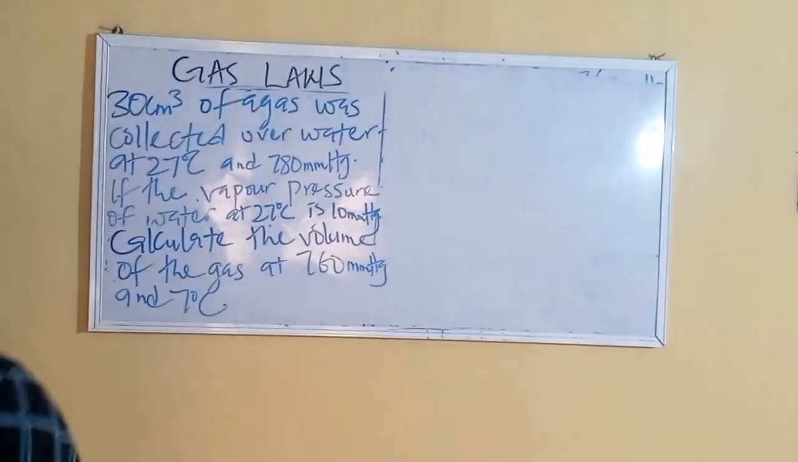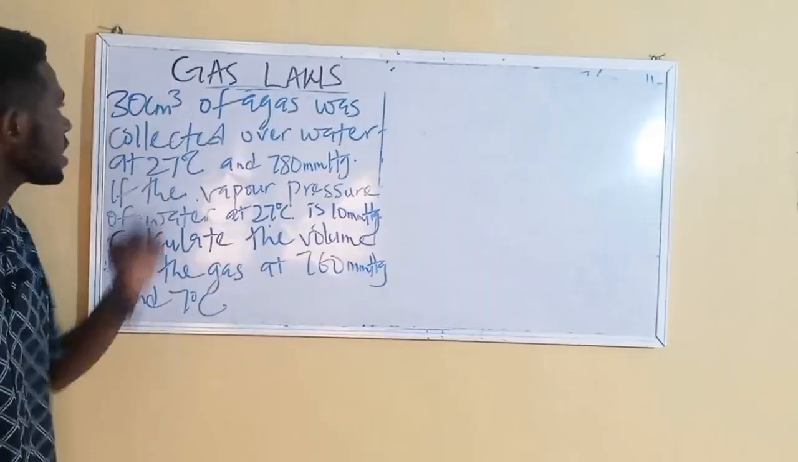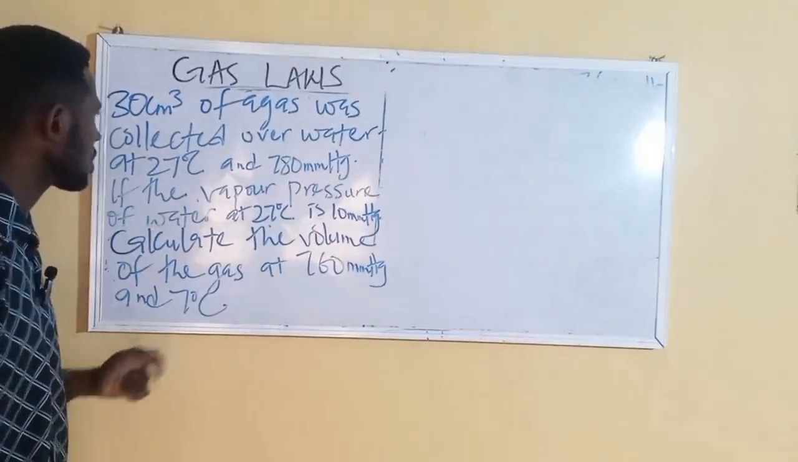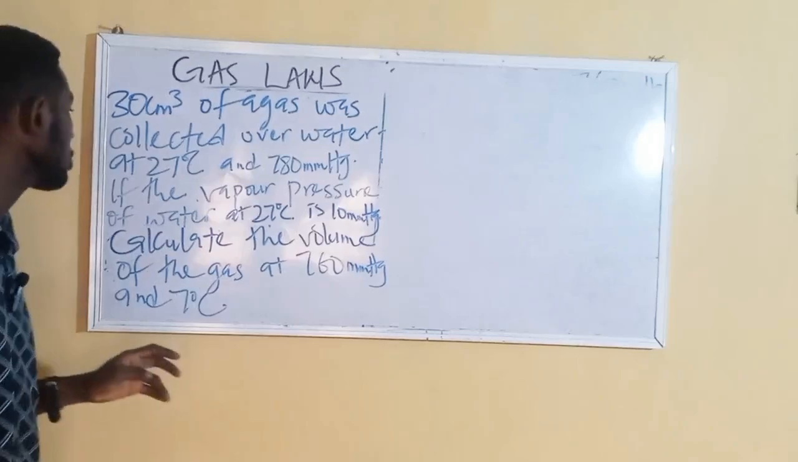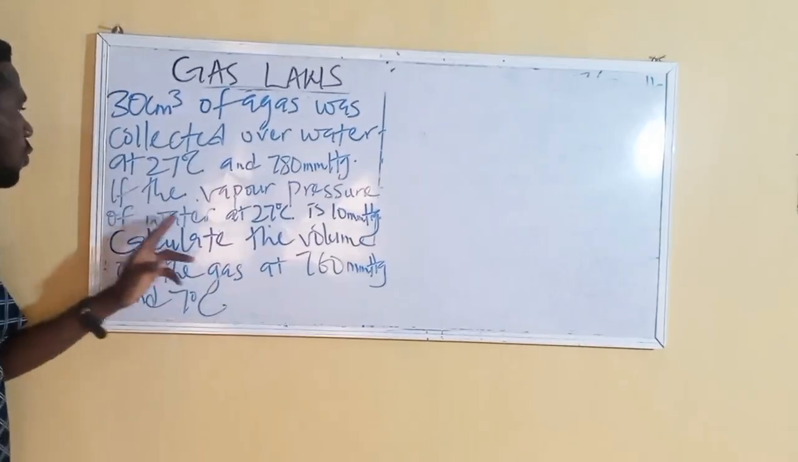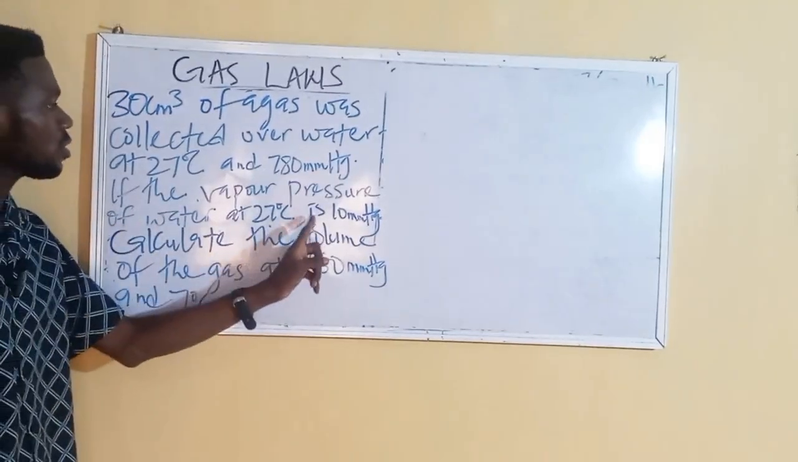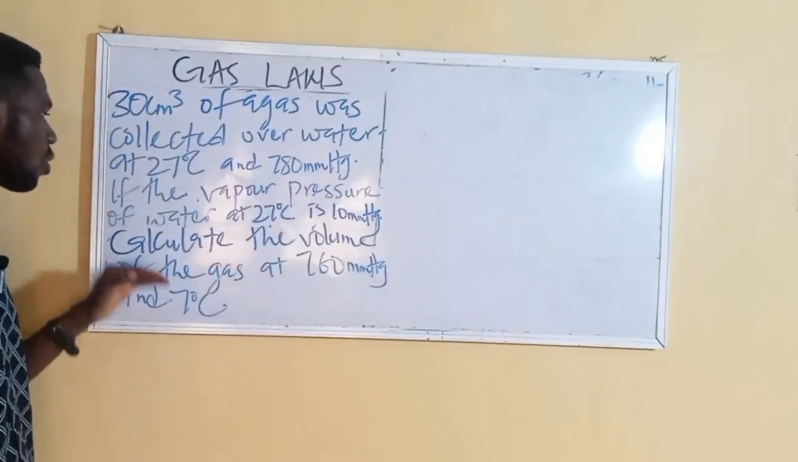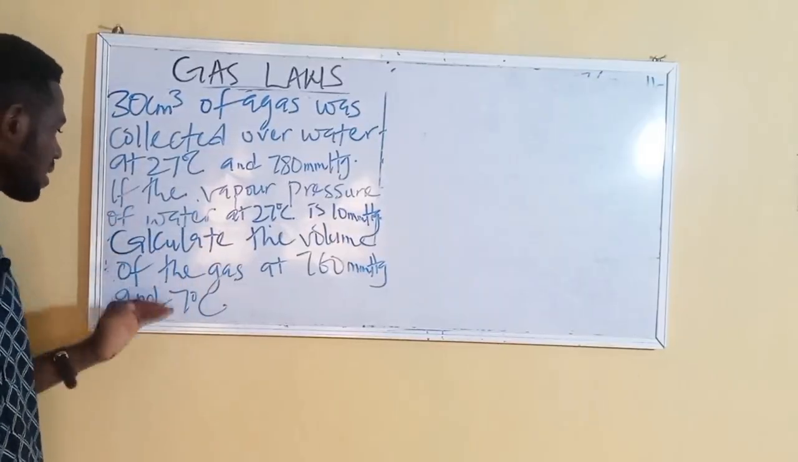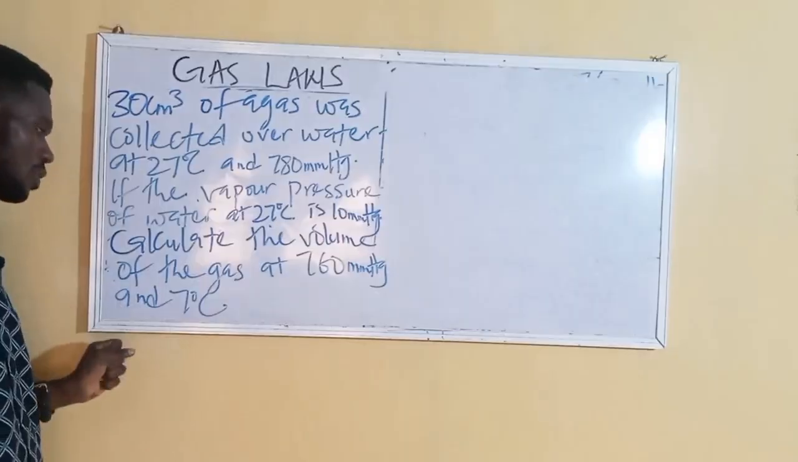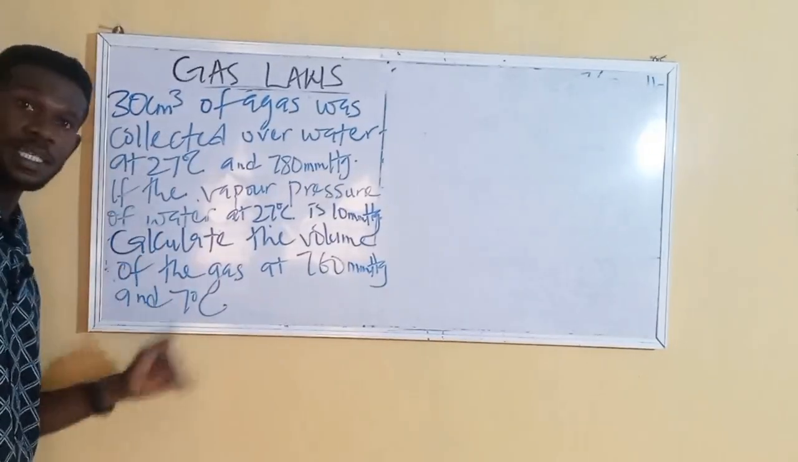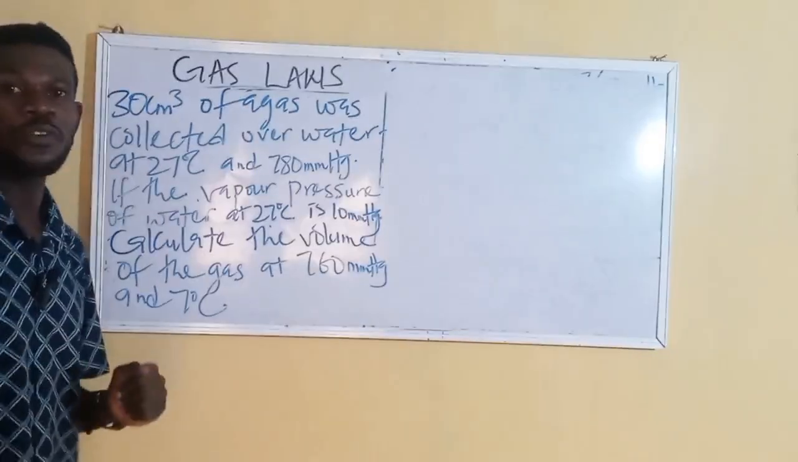Okay, let's have a look at this question. 30 centimeter cube of a gas was collected over water at 27 degrees Celsius and 780 millimeter mercury. If the vapor pressure of water at 27 degrees Celsius is 10 millimeter mercury, calculate the volume of the gas at 760 millimeter mercury and 7 degrees Celsius. So what's the first thing you're going to do?